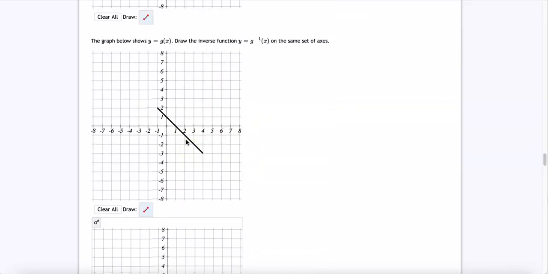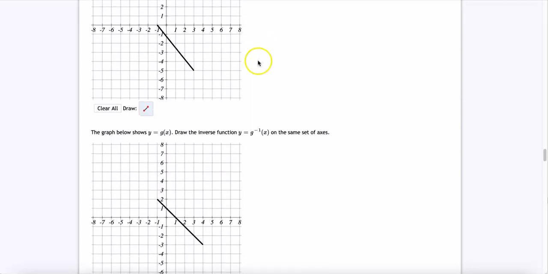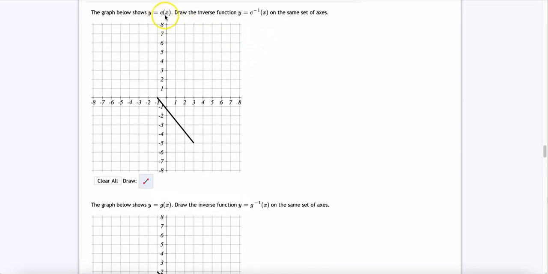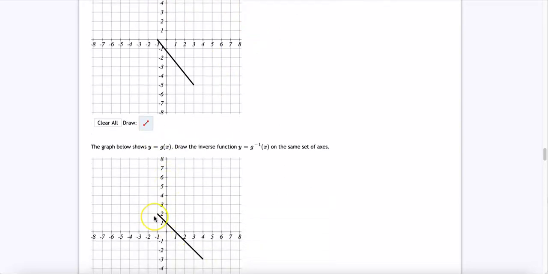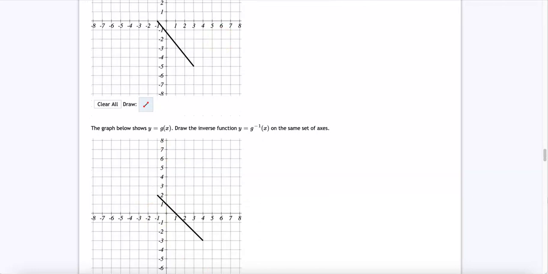And then the second question, this is a 2-part question, you're going to do the same thing, except now you're starting with g of x, and you need to draw the inverse. So there's 2 distinct problems. One is the function c, the next one is the function g. They're both line segments, which makes it easy to reflect them. So let's walk through the same process again.